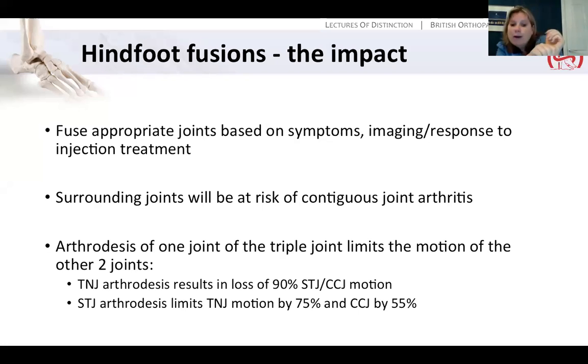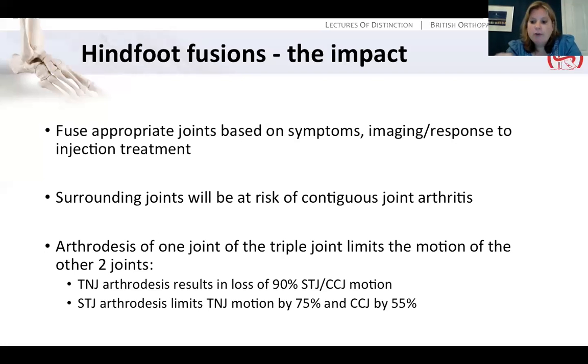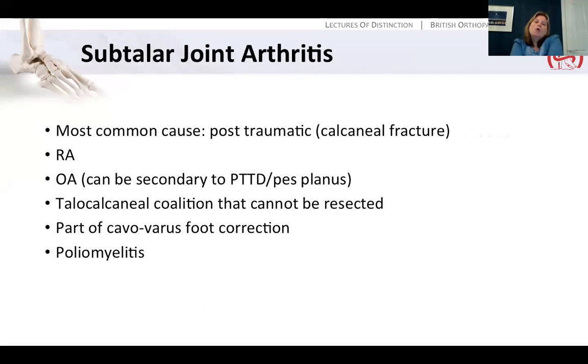The subtalar joint is a little bit more forgiving. It limits the talonavicular joint motion by about 70%, but that will have an impact as you rely on that transverse tarsal joint to mobilize during gait. So we'll talk about the individual joint arthritises quickly, and then we'll talk about the triple fusion.